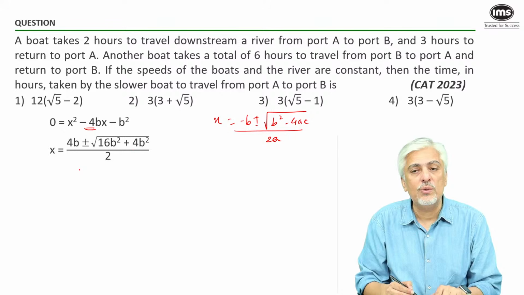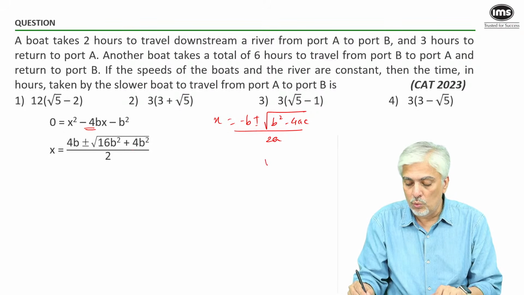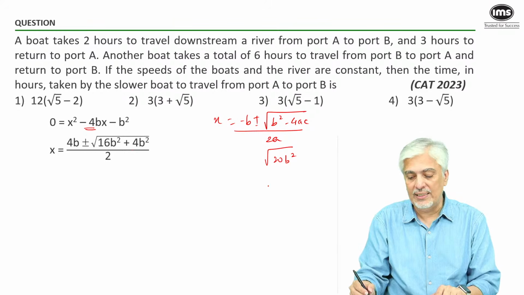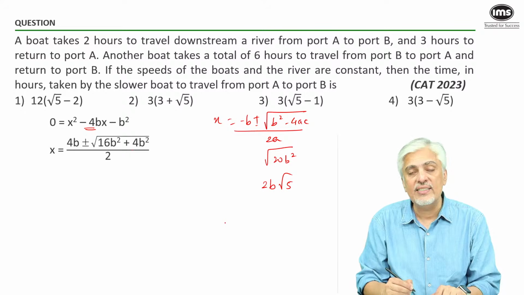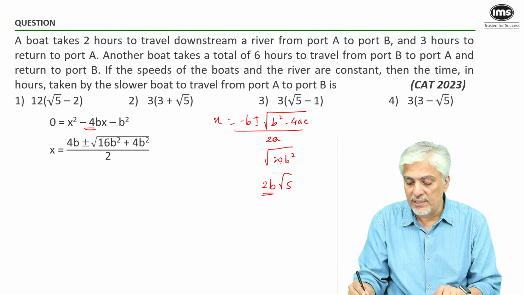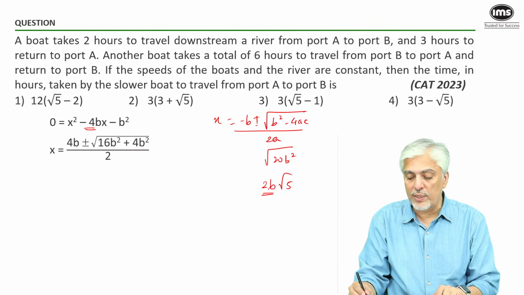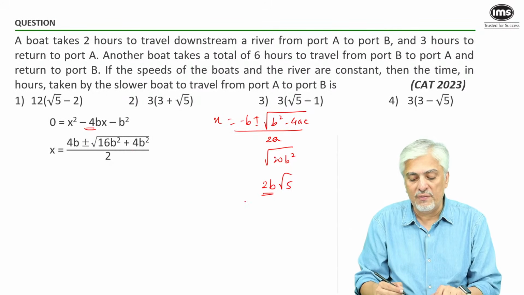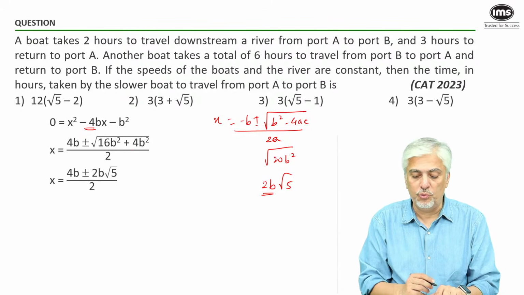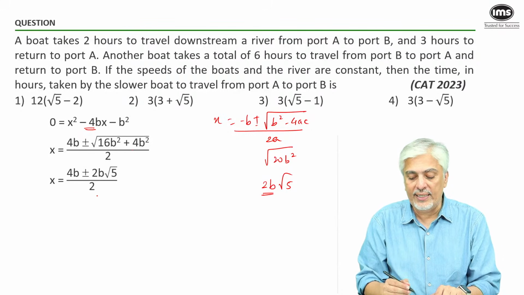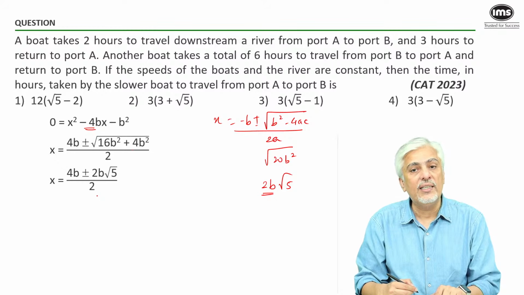16b square plus 4b square is 20b square. What will be root of 20b square? 20 is 4 5s. So, I can bring 2b outside and root 5 as it is. I hope you all got this. Square root of 4 will be 2, square root of b square will be b, root 5 as it is. So, we will get x is equal to 4b plus or minus 2b root 5, and hence now I can take 2b common and 2 can cut out.